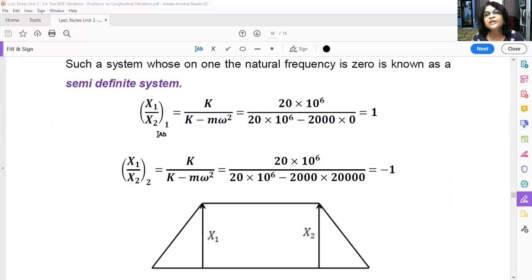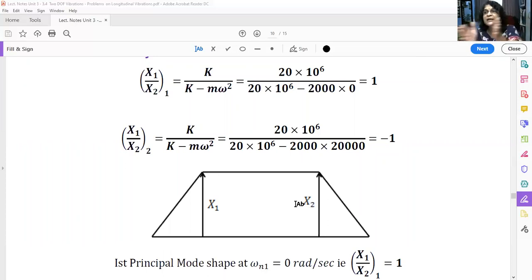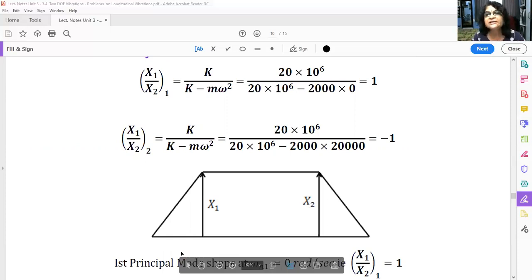First principal mode shape, so I am using this equation, k upon k minus m omega square. Put the value of first natural frequency, that is 0. Okay, so what you will get? x1 upon x2 is equal to 1. That means what? Both the masses will vibrate with the same amplitude. Okay, like this. Okay, or this is horizontally, no? So it is like this. In the same direction, they will be having in-phase displacement. Okay, this is x1 and x2.